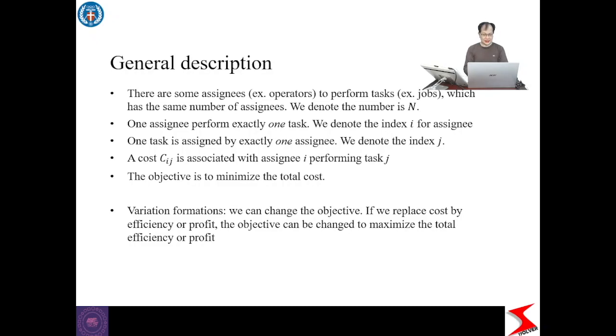A cost Cij is associated with assignee i performing task j. The objective is to minimize the total cost. Of course, we can use other objectives. For example, we can replace costs by efficiency or profit, and then the objective can change to maximize the total efficiency or total profit.